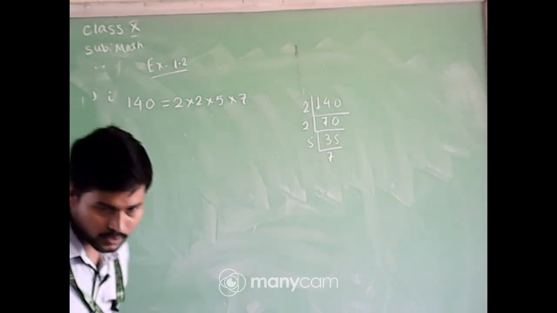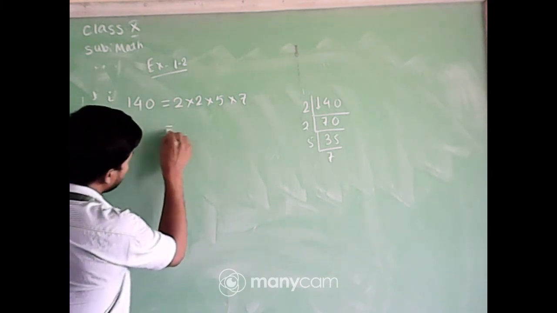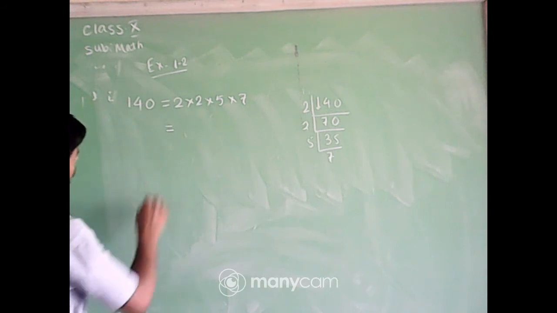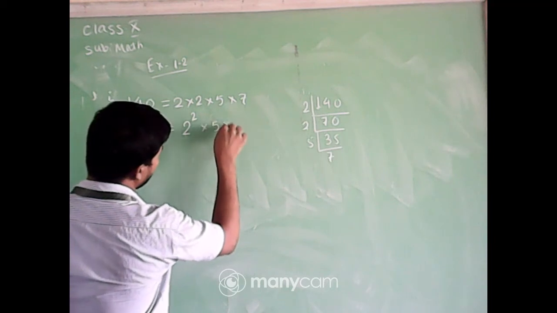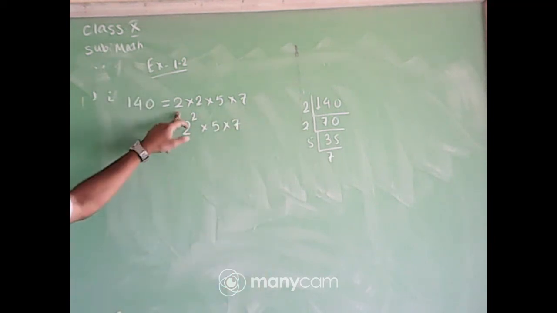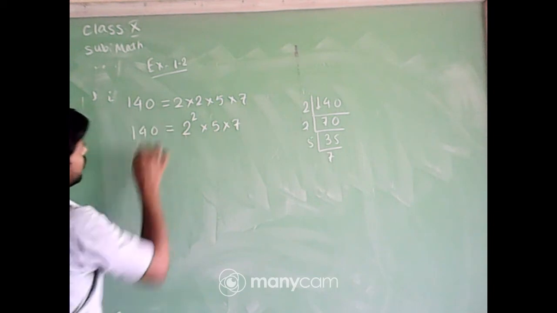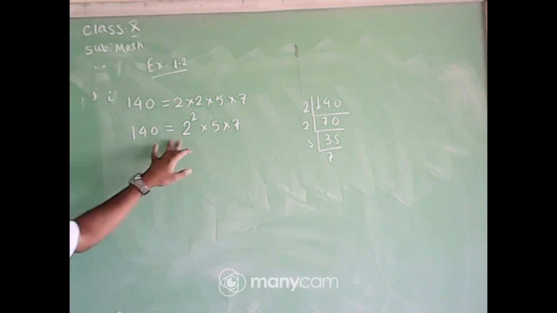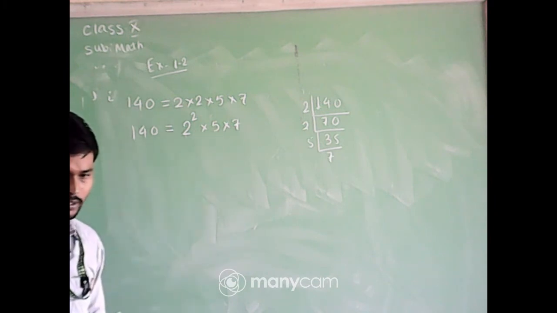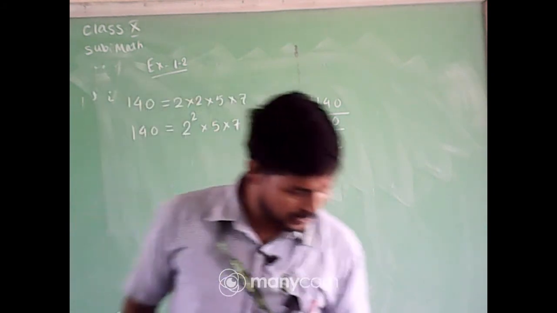Very good. A few students have given the correct answer. But look, I can write this 140 in the form of 2 to the power 2 into 5 into 7, because we know that if I multiply 2 into 2, it will be 2 square. So we can write 140 is equal to 2 square into 5 into 7. Can you write this? Tell me one thing. Can you write this, 2 square into 5 into 7? Yes. Okay, so it's expressed.